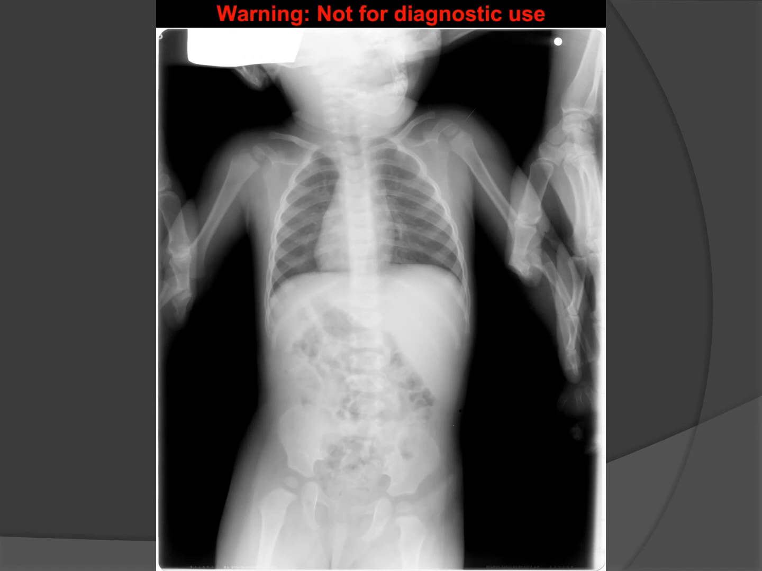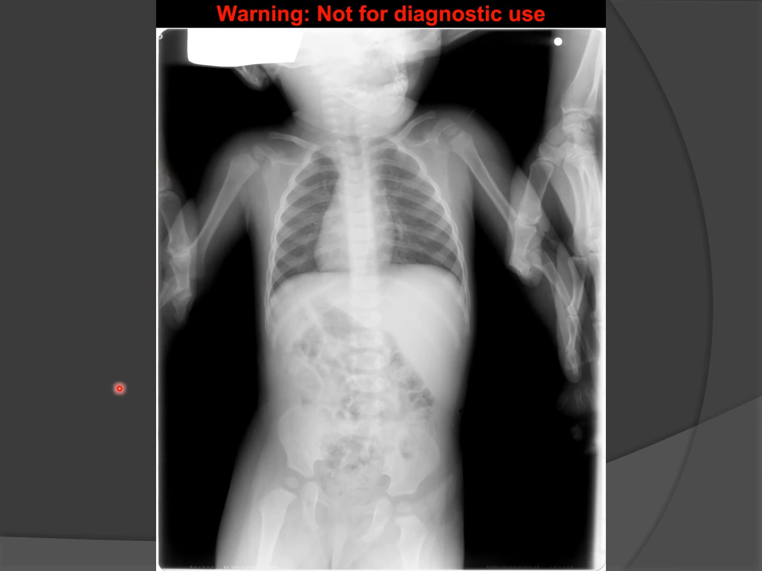This image demonstrates a complete lack of radiation protection. This is a pediatric patient. As you can see, the patient is being held, likely by their mother or father, and the mother or father's hands are being exposed during the exam as well.